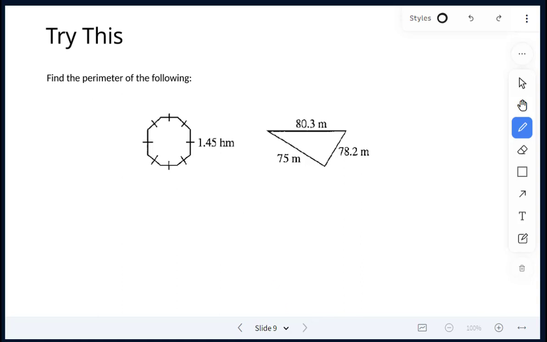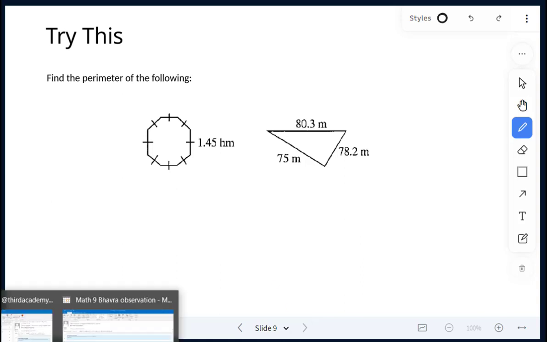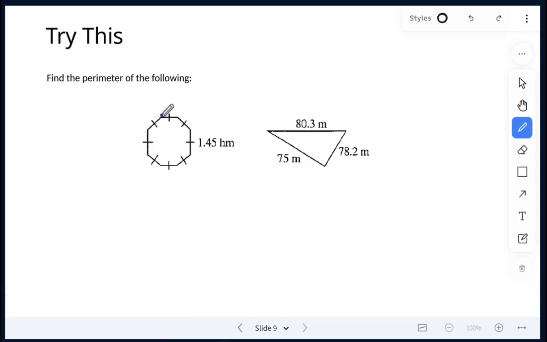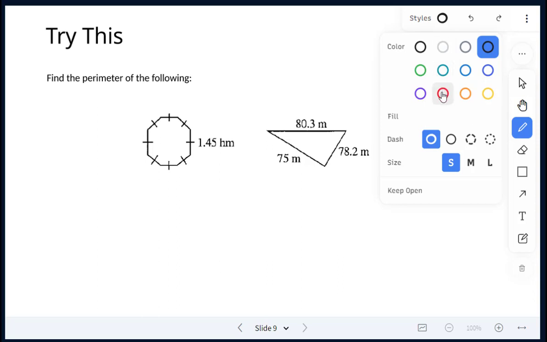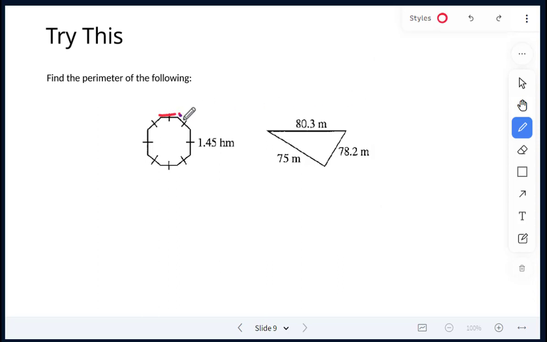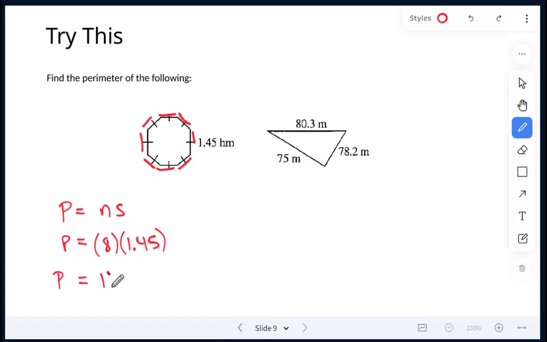All right, I'll give you guys a moment to try this. So for this figure here, we count the sides. Let's count them using a different color. We got 1, 2, 3, 4, 5, 6, 7, 8. So it's an 8-sided figure. So perimeter is n times s. Number of sides is 8. Side length is 1.45, so we can just multiply that to give us our perimeter as 11.6, and the units are hectometers.